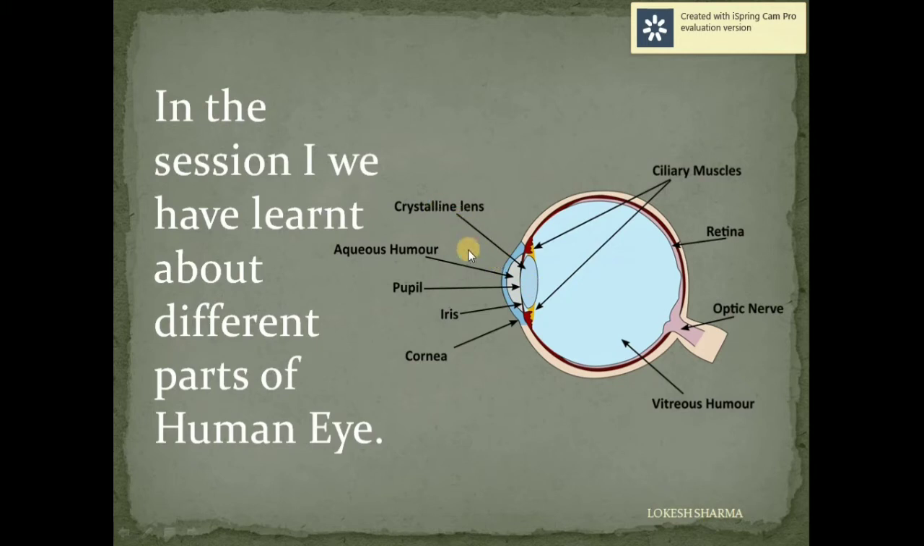Behind the pupil there is a crystalline lens, and a fluid filled between the cornea and the eye lens is called aqueous humor. Behind the eye lens there is a delicate light sensitive membrane called the retina. This is the optic nerve. Between the eye lens and the retina a fluid is filled which is called vitreous humor, and the eye lens is held with the help of ciliary muscles.